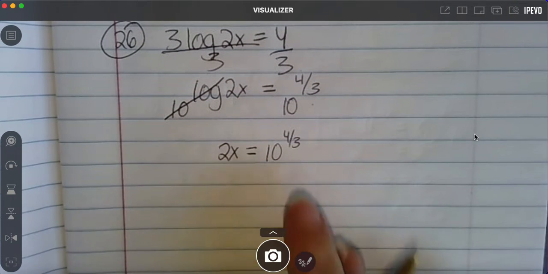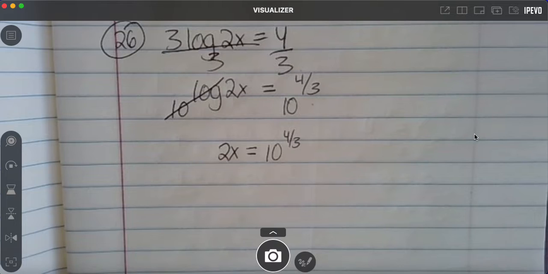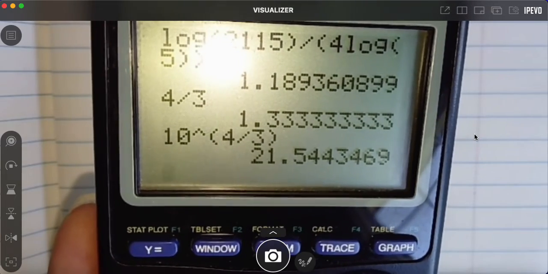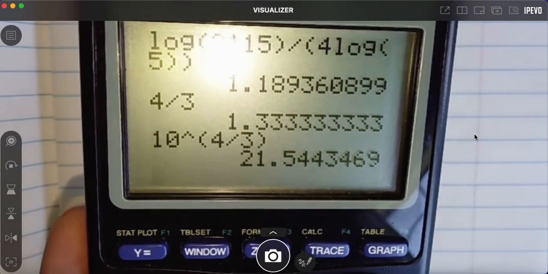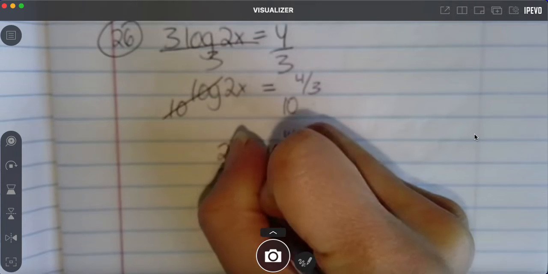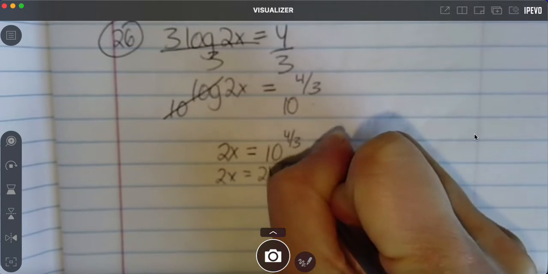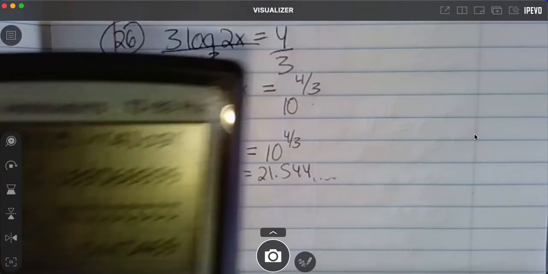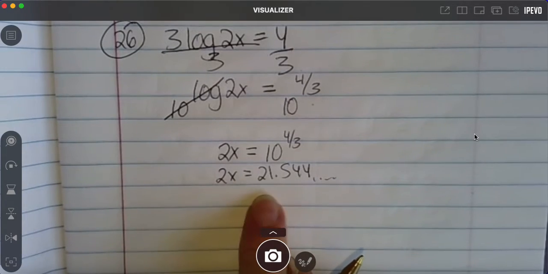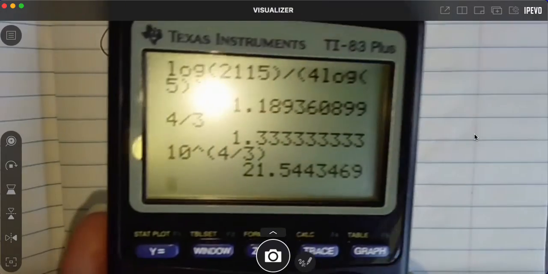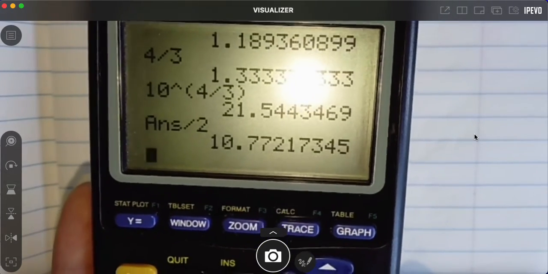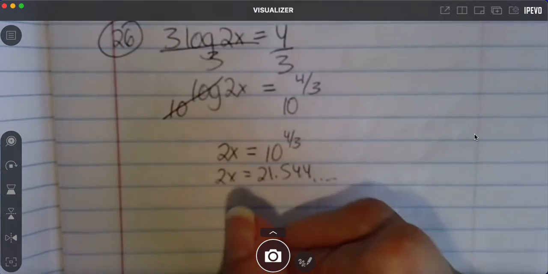But let me find out, what is 10 to the 4/3? I just put it in my calculator. If I just put that 10 to the 4/3, it gives me this decimal. Okay, I'm going to hold on to that decimal. So 2x equals, it just keeps going, whatever. What did it give you? It gave me 21 point whatever. Now, how would I solve for this x? I would divide by 2. So I'm just going to keep that decimal in my calculator and divide by 2. So it's 10.77.